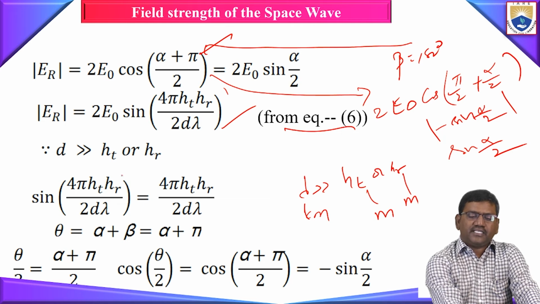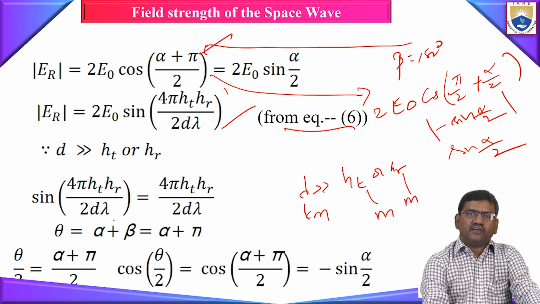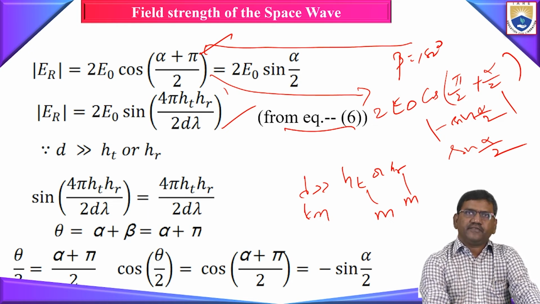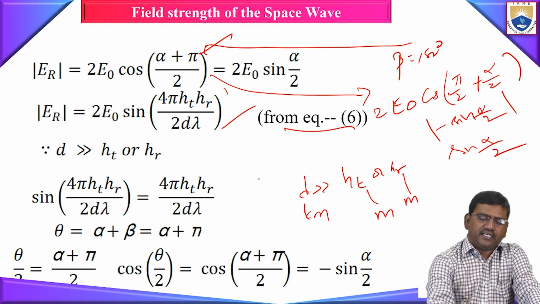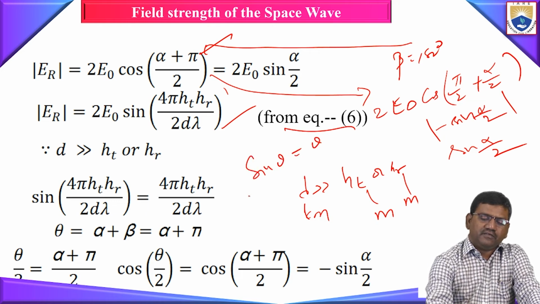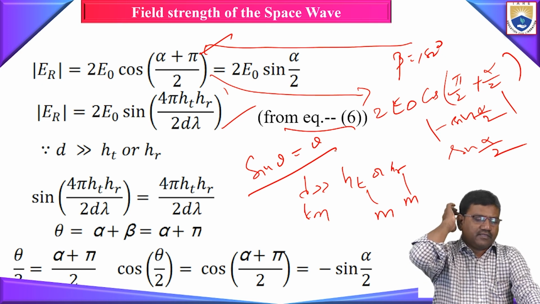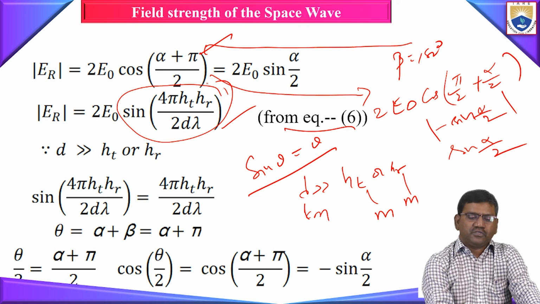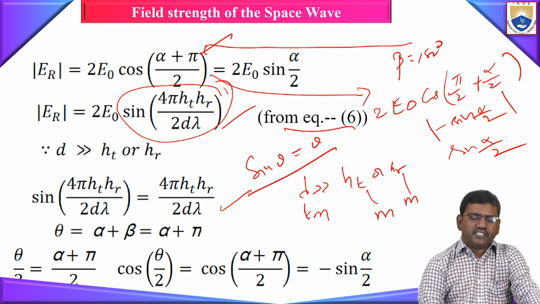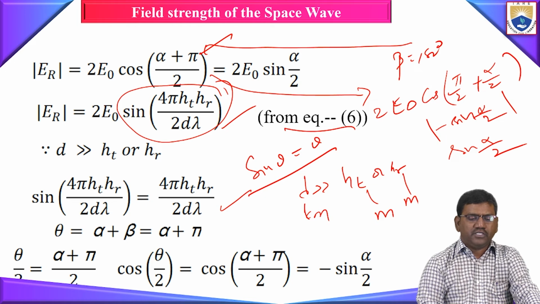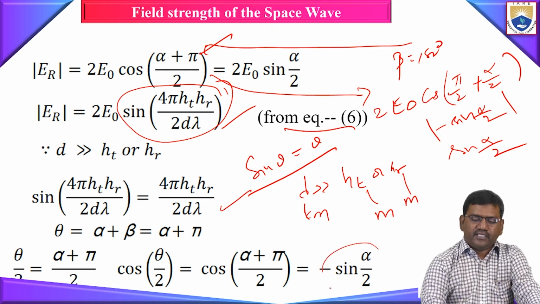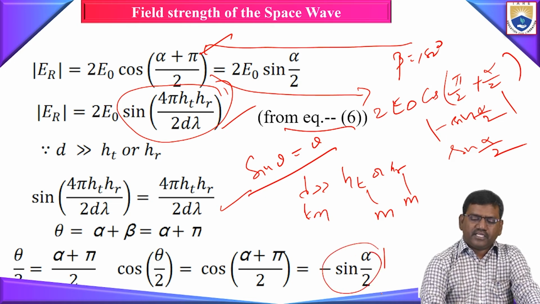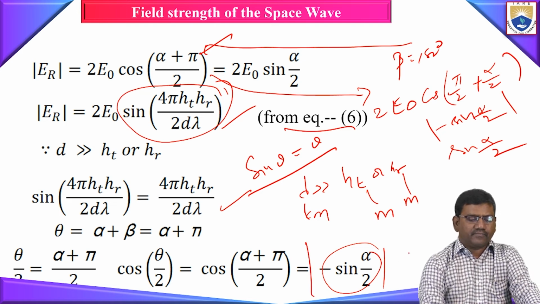According to this assumption, since d is far greater than ht or hr, we can write sin theta is equal to theta. For a larger value of distance between the two antennas, sin theta becomes approximately equal to theta. So if we apply this assumption, sin of 4 pi h t h r by 2d lambda will be equal to 4 pi h t h r by 2d lambda. So this we have simplified here: sin alpha by 2, as we are taking the modulus.